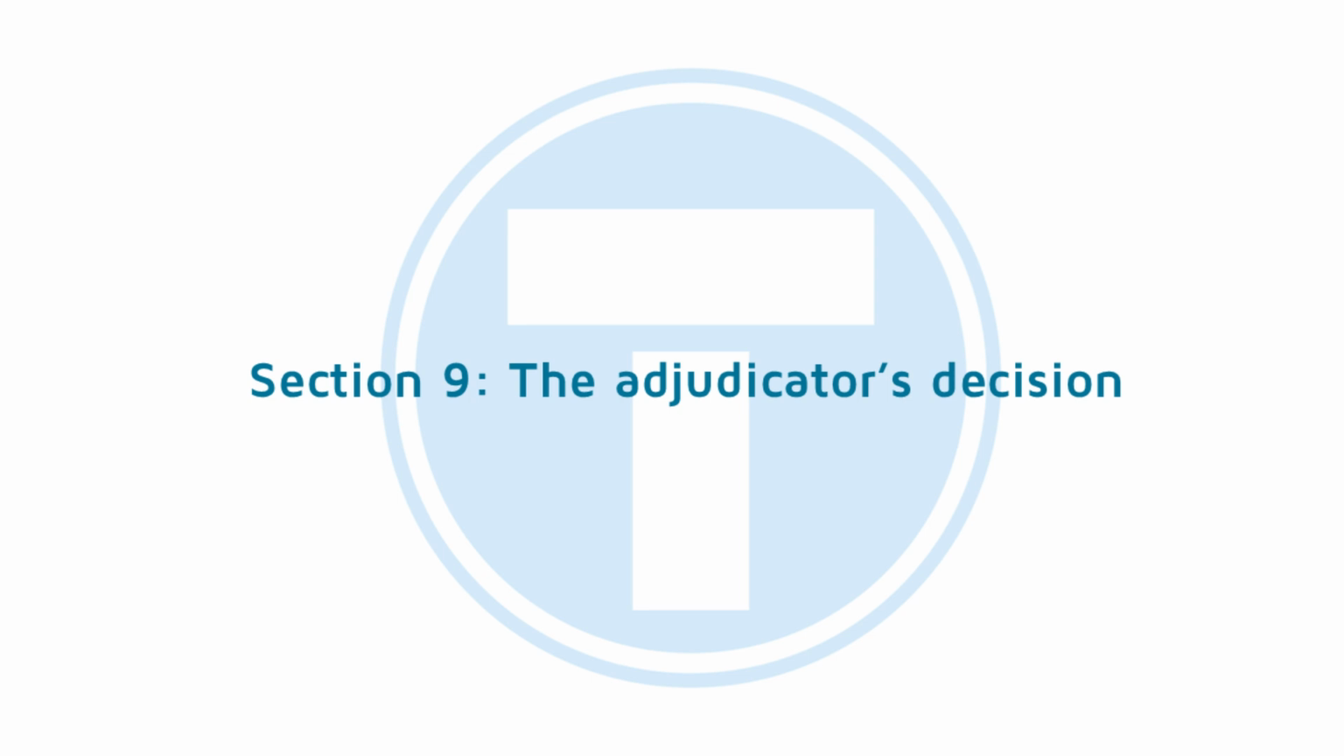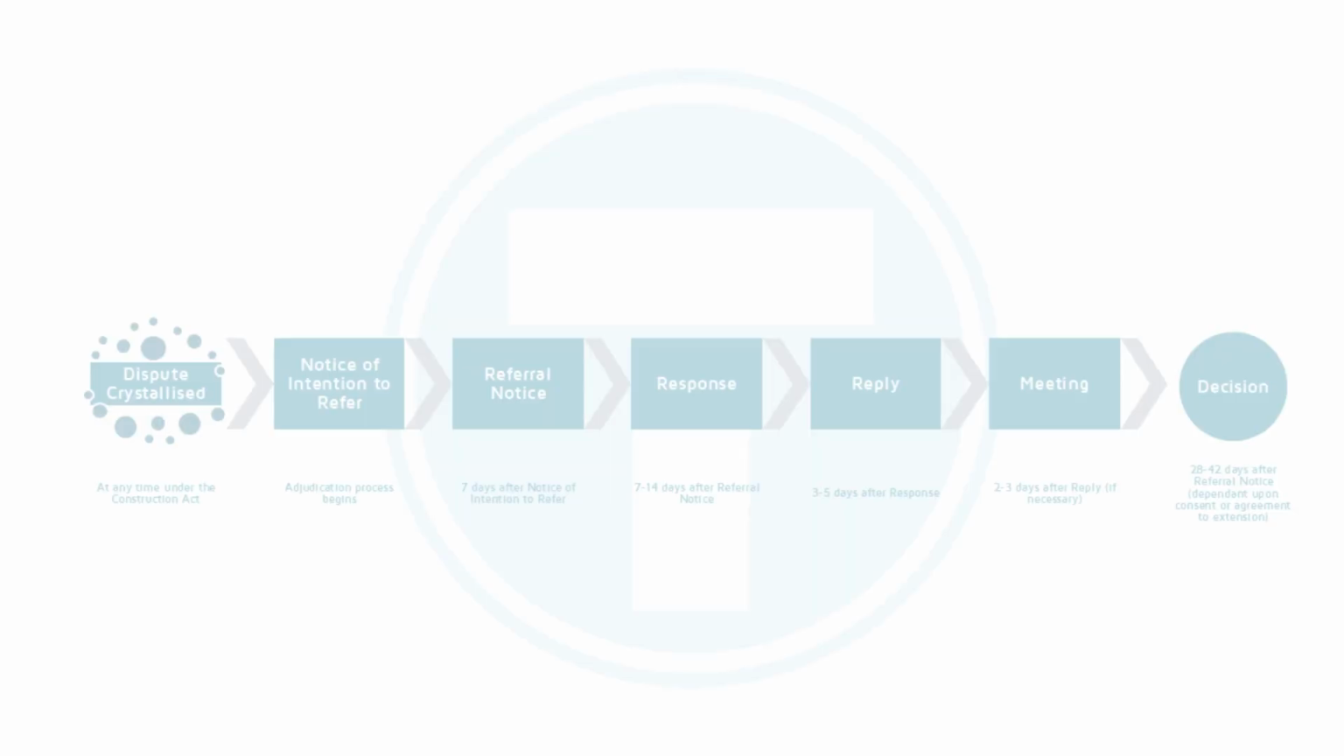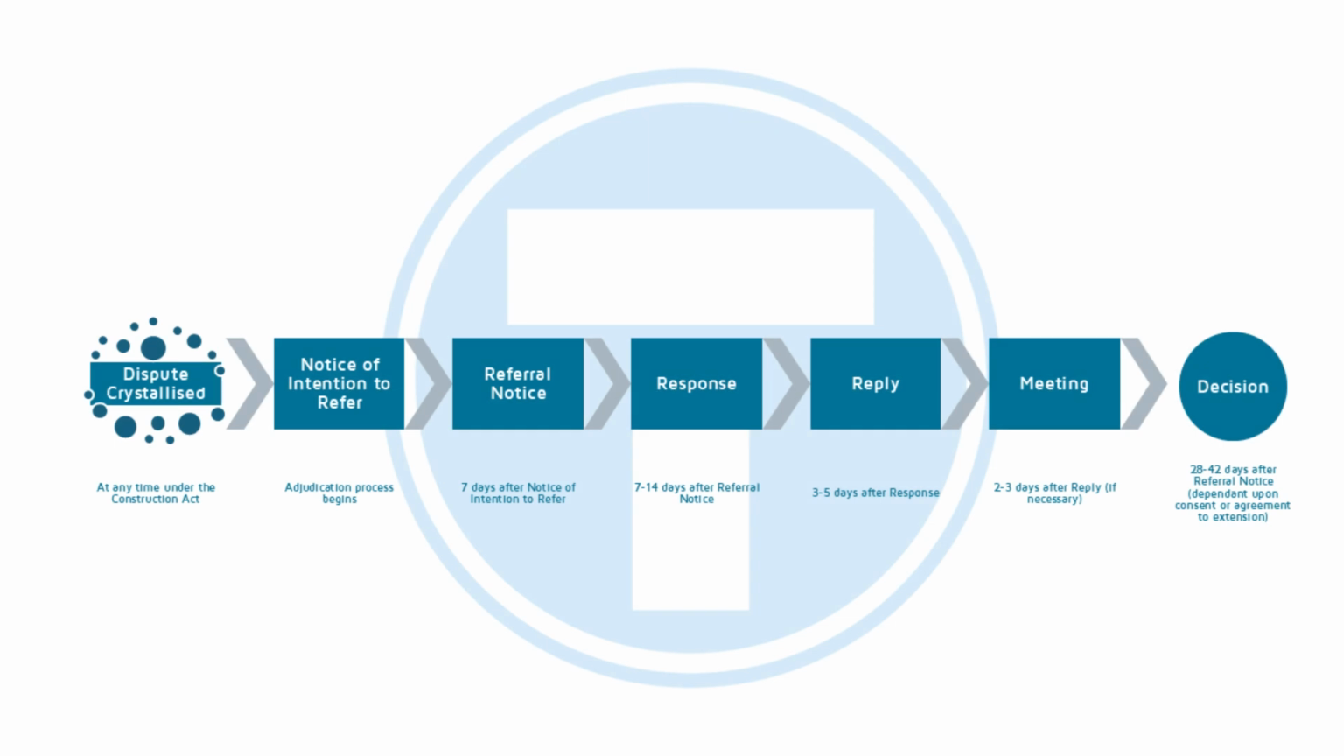Section 9. The adjudicator's decision. The adjudication procedure is complete when the adjudicator issues a decision. The decision is usually in writing and contains the reasons for the adjudicator's decision. The adjudicator's decision is required within 28 days of the date of the referral. The 28-day period can be extended by a further 14 days if the party who commenced the referral consents to an extension. The parties can also mutually agree to extend the period to such longer periods as they both agree is required.